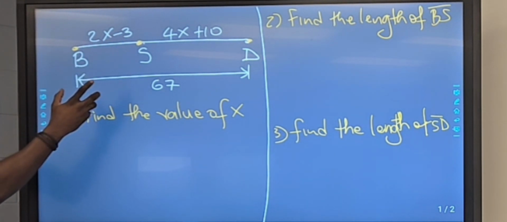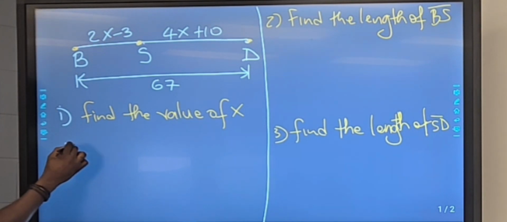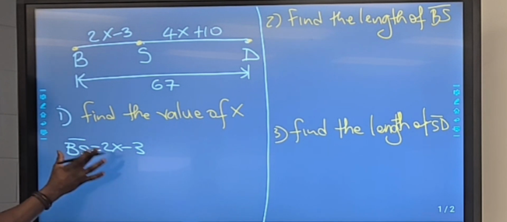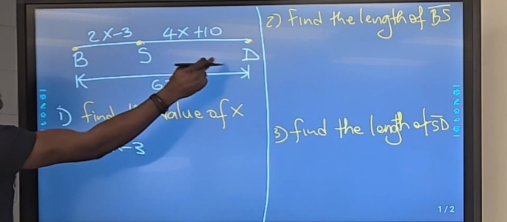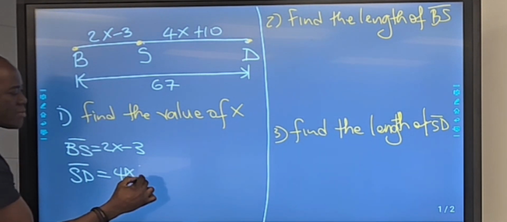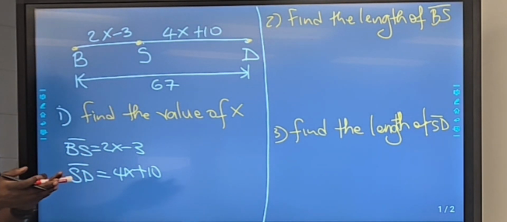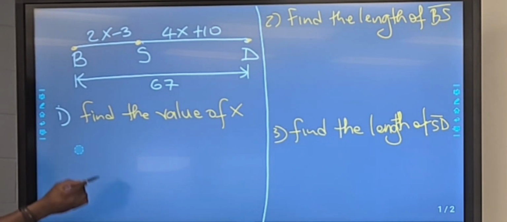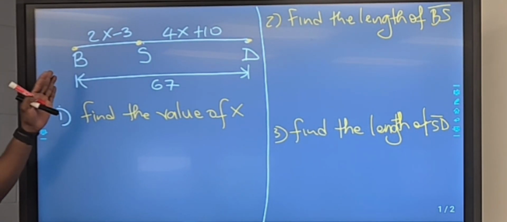It's already labeled for you. But it could have been where you got BS to be 2x minus 3, and you would have to put it right here. It could have been where you got SD to be 4x plus 10, and you would have to put it here before you start. Okay? But this time, we already gave it to you as is, so you don't have to do the labeling. But you would have to label where necessary. You got the labels already.